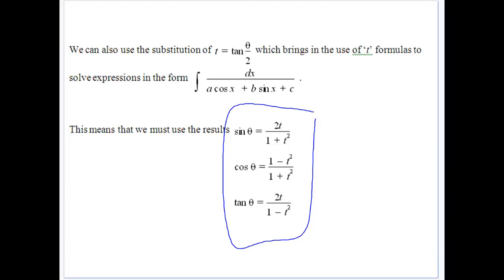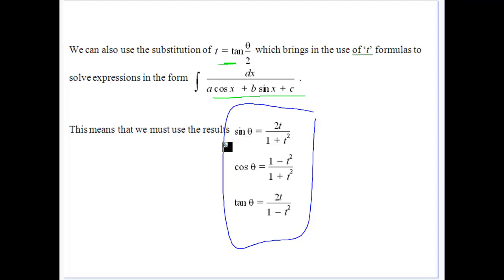So this time we want to look at doing a substitution of tan of theta on 2. So going back to our t formulas to do some questions. And usually these ones are in this form: dx over a cos x plus b sine x plus c. Not easy. That looks ugly to start off with. And then we're going to do a substitution for tan of theta on 2 for these ones.